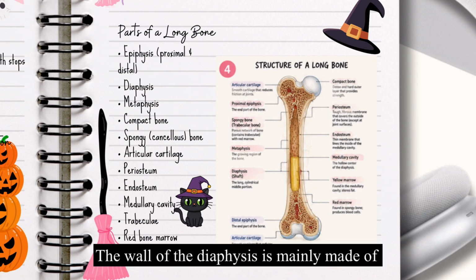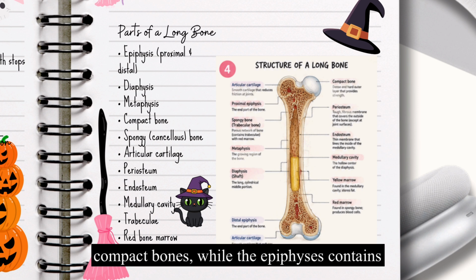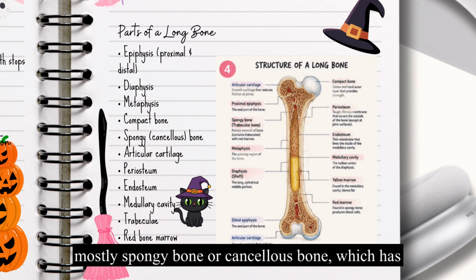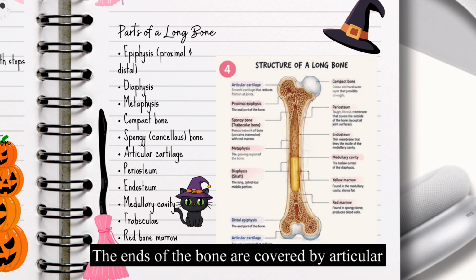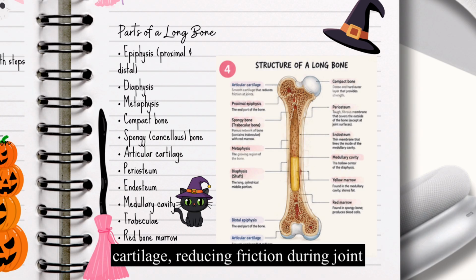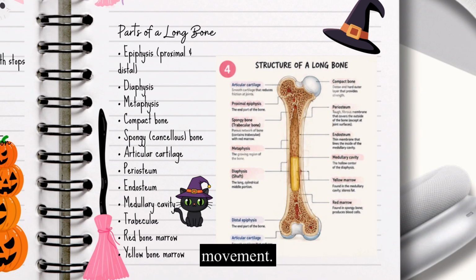The wall of the diaphysis is mainly made of compact bone, while the epiphysis contains mostly spongy bone or cancellous bone, which has a network of trabeculae that help support the bone. The ends of the bone are covered by articular cartilage, reducing friction during joint movement.